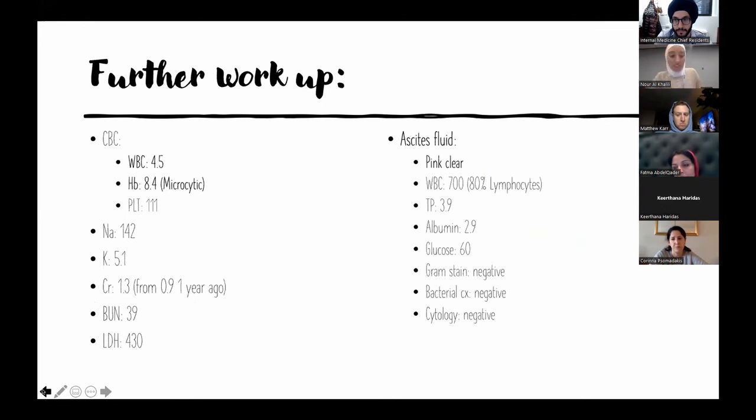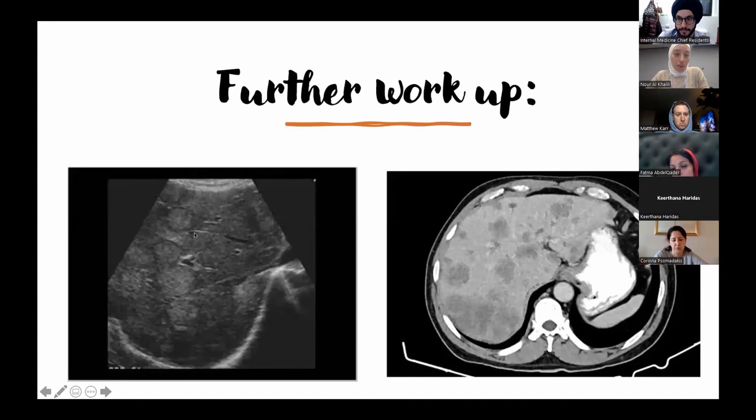Quickly. Okay, almost done. So otherwise the studies were negative. This is the ultrasound, seeing he has a lot of masses in his liver, and he ended up having a colonoscopy with colon cancer.